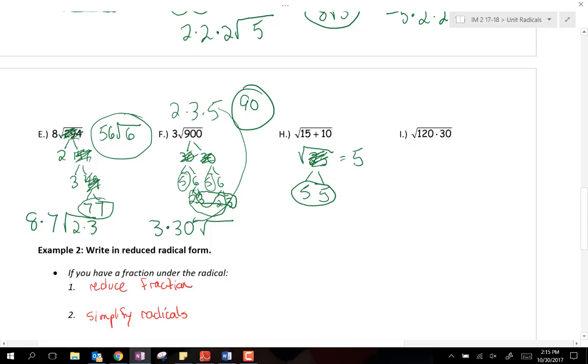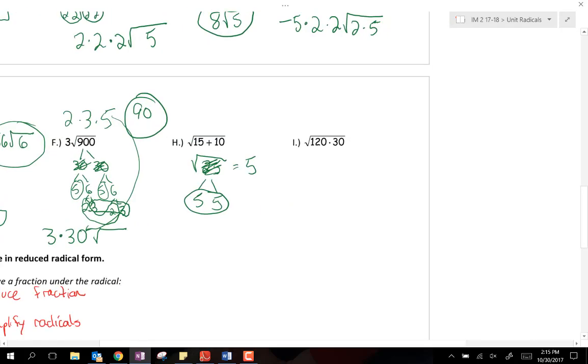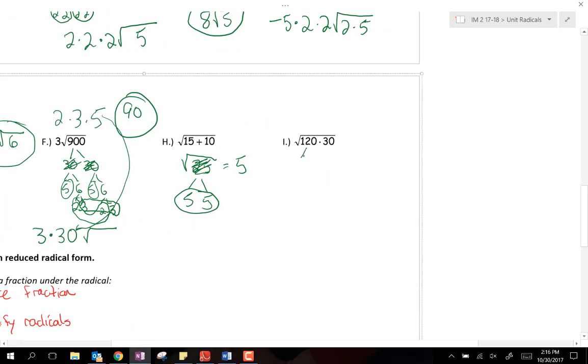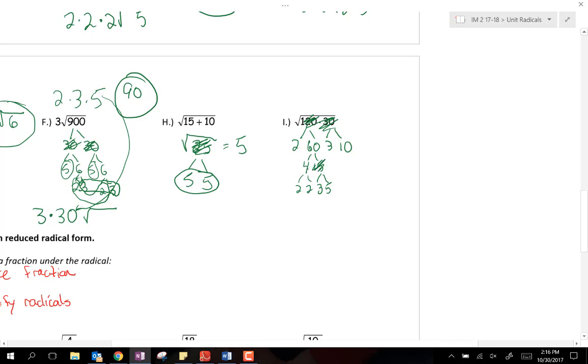The next one, I, we could multiply these together, but then we have to break it down anyway. So we'll just keep it there. We'll break them both down. Basically, it's 2 and 60, 3 and 10. 60 is 4 and 15. We get 2 and 2 and 3 and 5. We break the 10 down a little bit more.